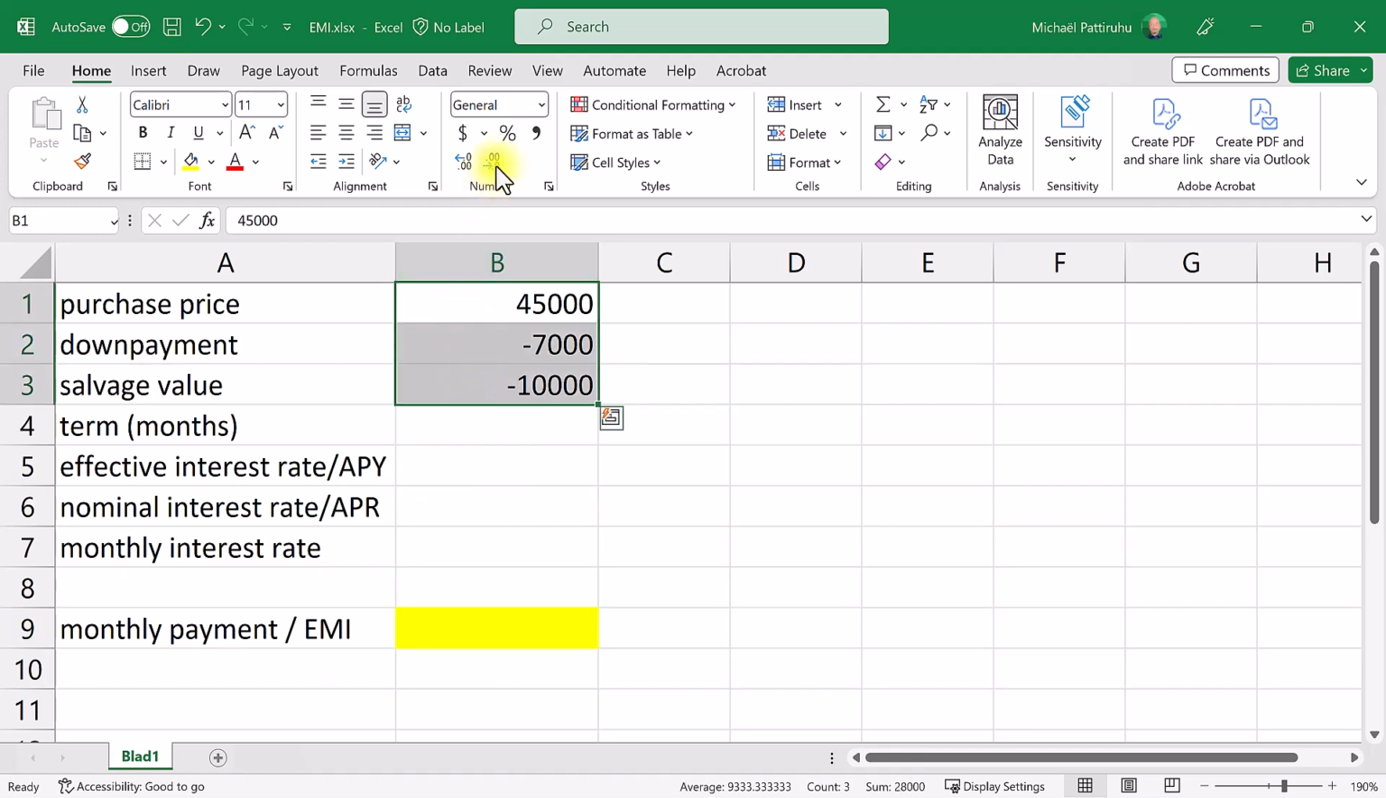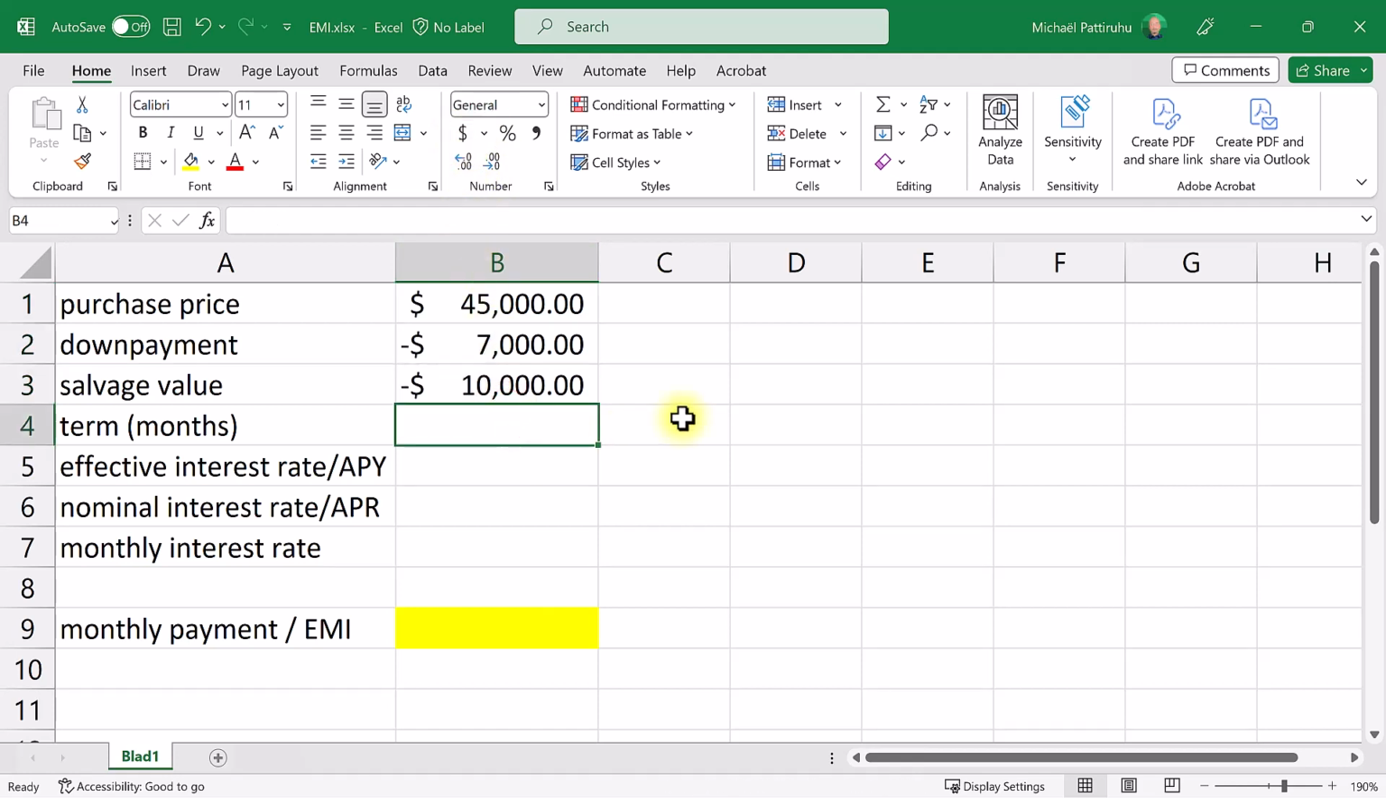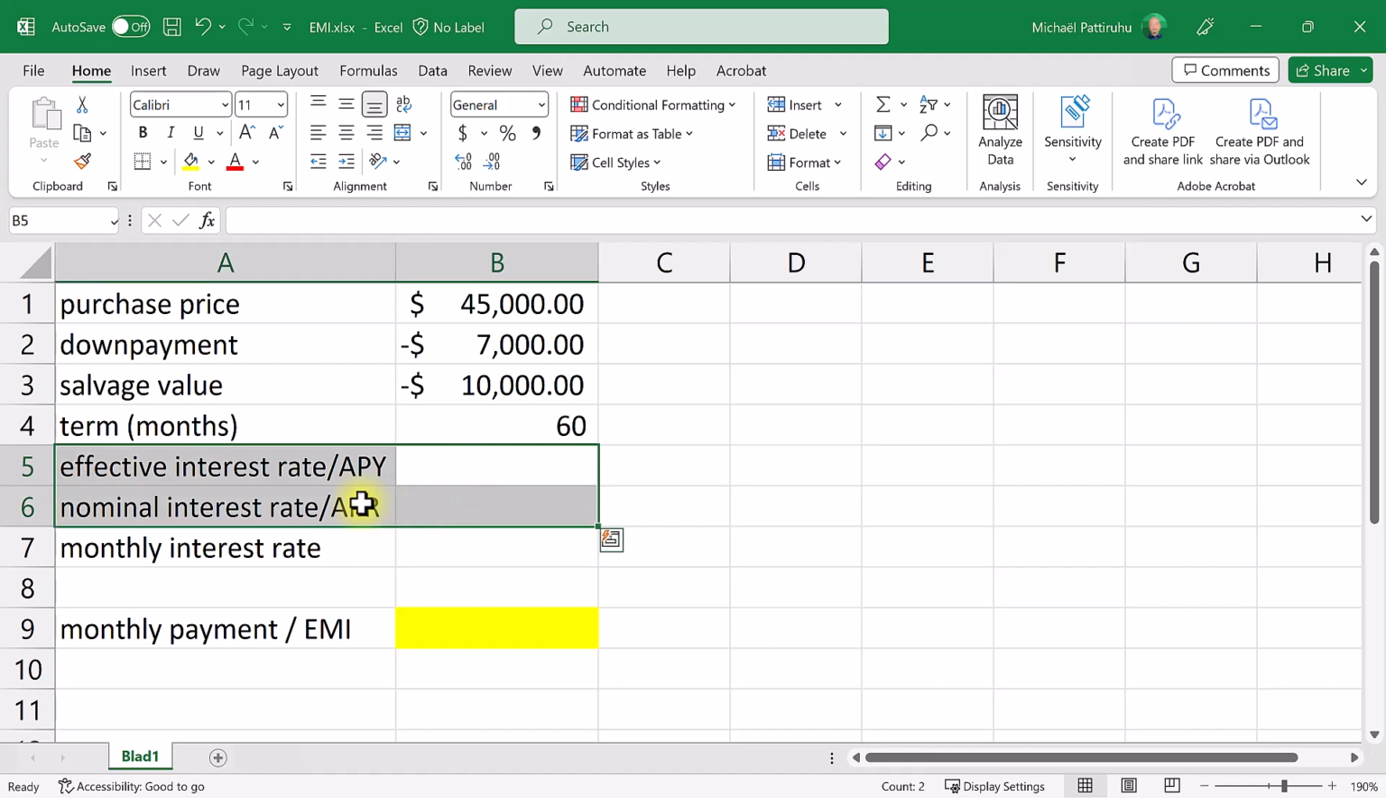These are all dollar amounts, so I'm going to put these in a dollar format. Then the number of months, and 5 years or 60 months is very common. And this should not be in dollars, so I'm going to give this one a general number format without decimals. And since I have monthly payments, I also need a monthly interest rate. But in general, interest rates are given per year.